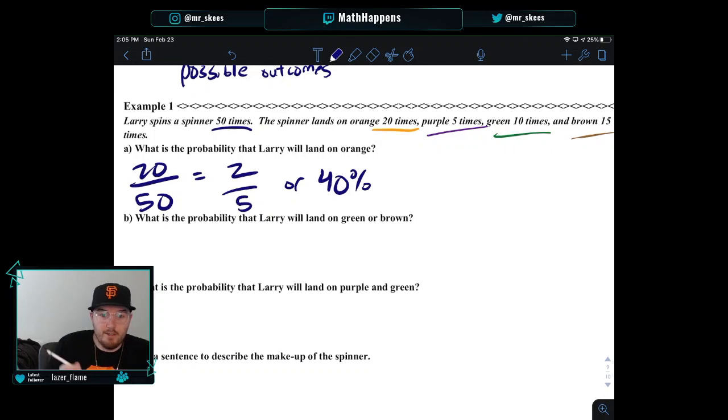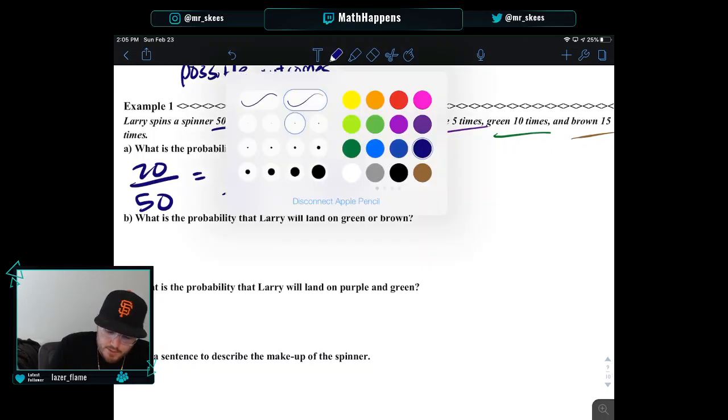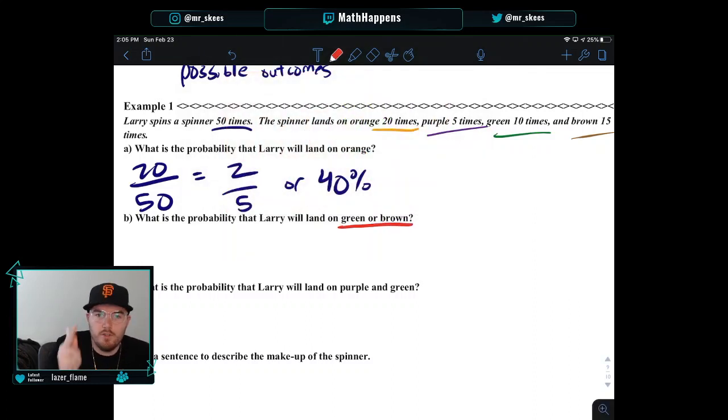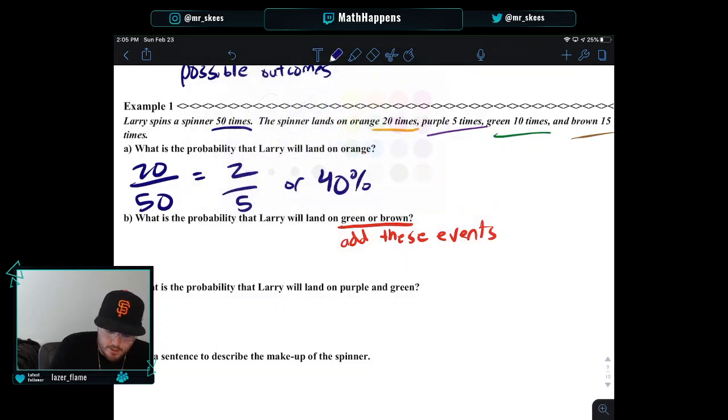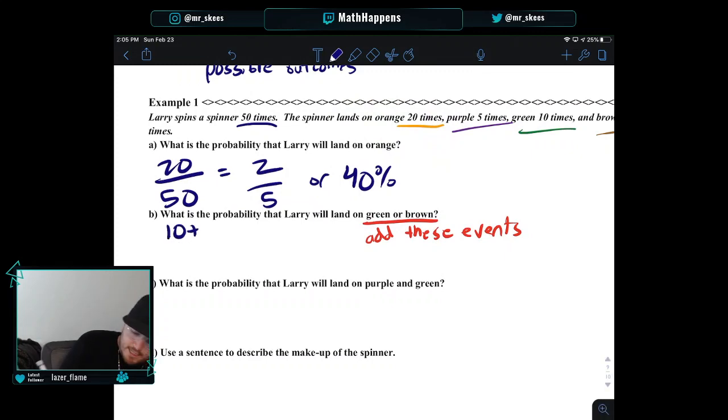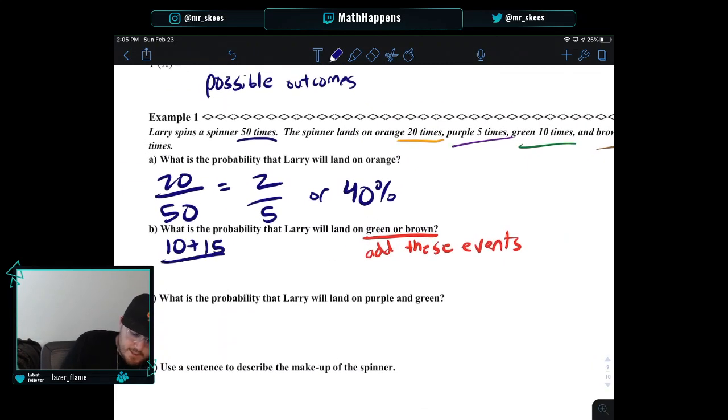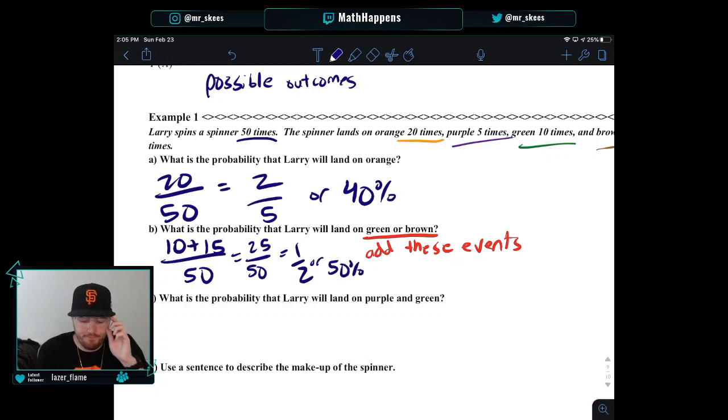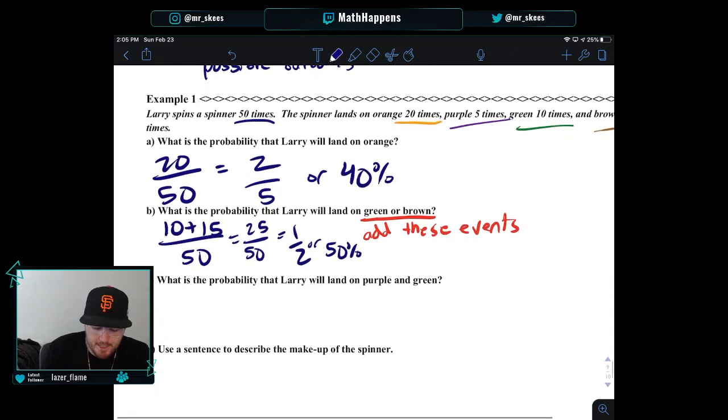So what is the probability that he'll land on green or brown? So this is interesting. It says green or brown. So there's 2 favorable outcomes. So we're going to add these events, okay? So when it comes to green or brown, we landed on green 10 times and brown 15 times out of the 50 possible spins, which is 25 out of 50, or a half, which is 50%. Probability, pretty straightforward for the most part.